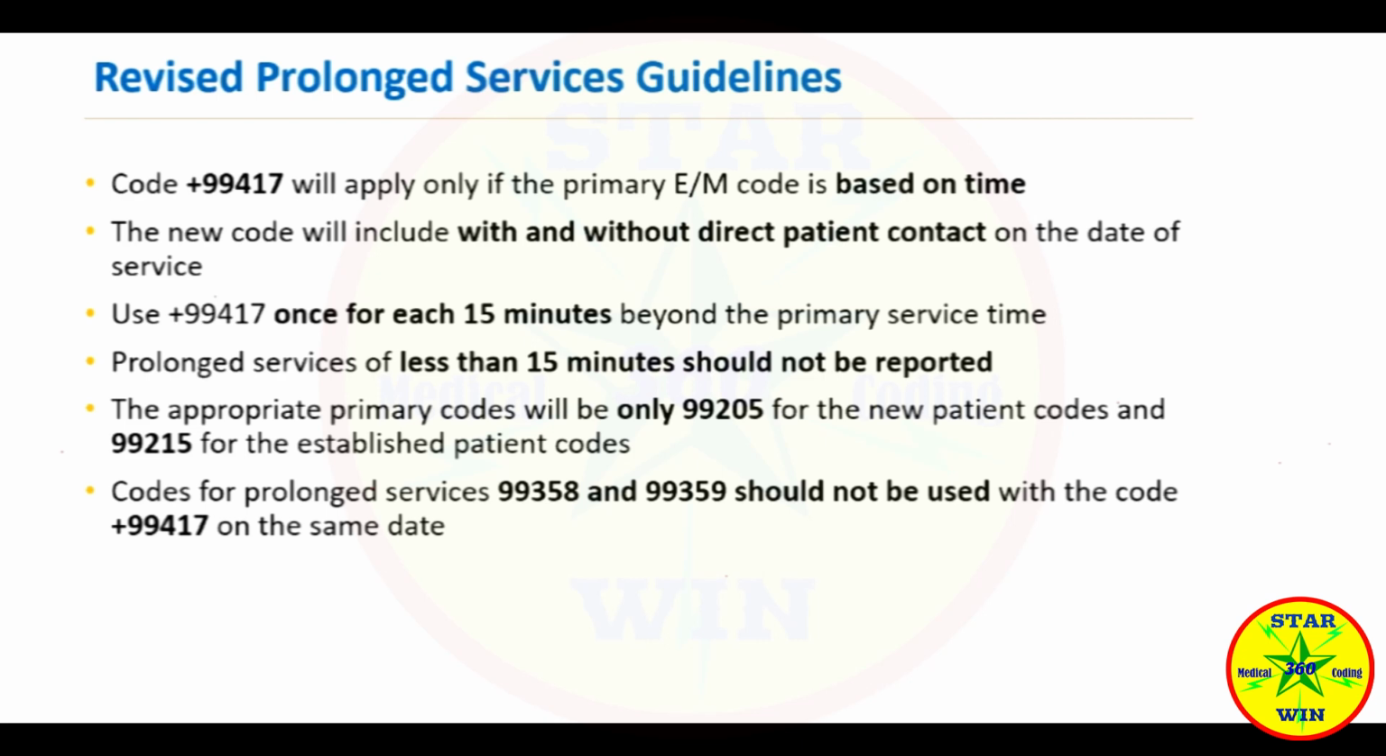Yes, so for 99205 there is a time range from 60 to 74 minutes. During this range we cannot report 99417. If the time is beyond 74 minutes, then we can use 1 unit of 99417. The appropriate primary code will be only 99205 for the new patient and 99215 for the established patient.